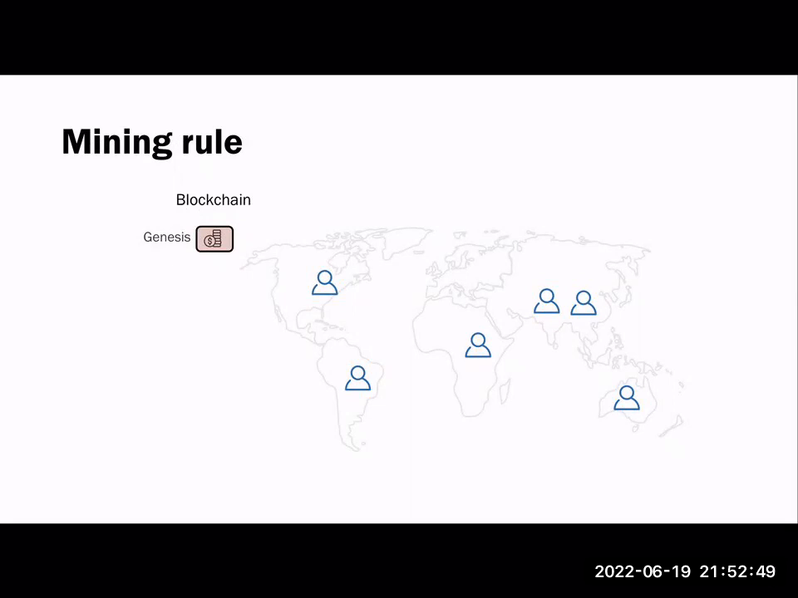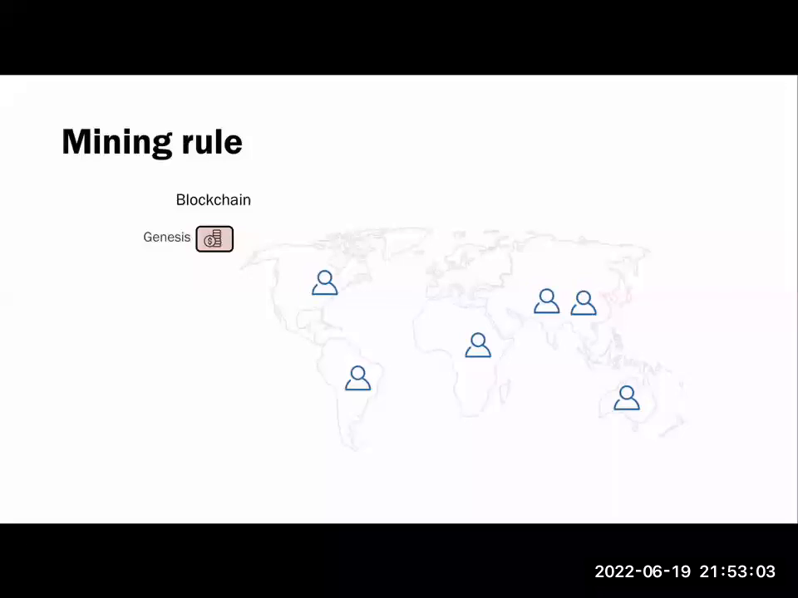All right, so the blockchain, what is the blockchain? Blockchain is that you have a block. Each block contains some content, some information. In the Bitcoin case, transactions. The first block is the Genesis block.